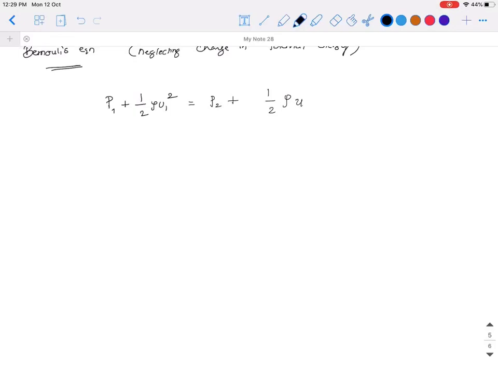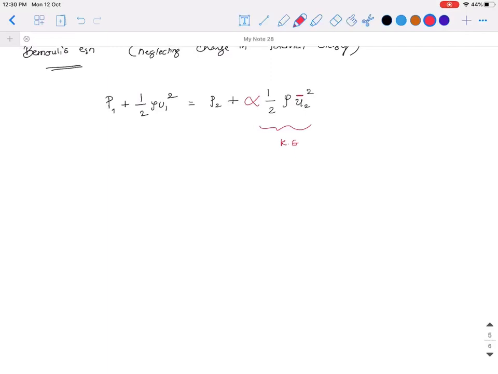rho u2 bar square. Now this term is kinetic energy at section 2. This is not correct because we have substituted an equivalent uniform velocity distribution. To account for the change in kinetic energy between the actual flow and the uniform flow, we multiply this by alpha.